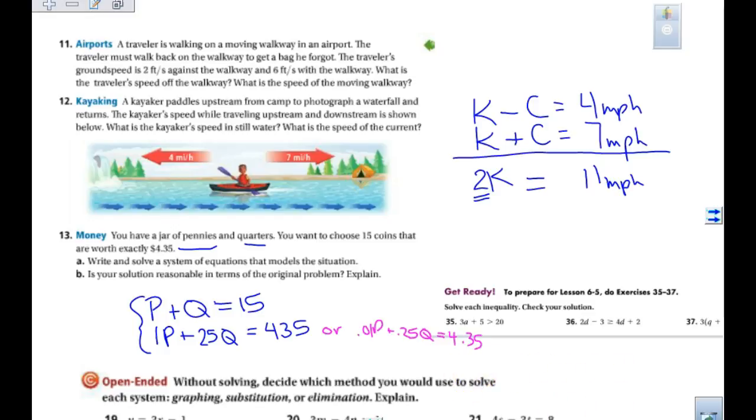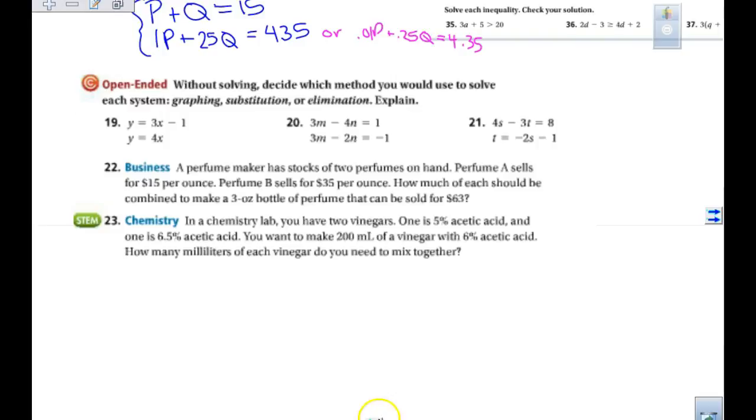Then the last one we want to look at, 22. My hint in 22 is that it is a mixture problem. One with the ounces and then one with the cost per ounce. So this is a mixture, and we will look at it possibly when we come back.